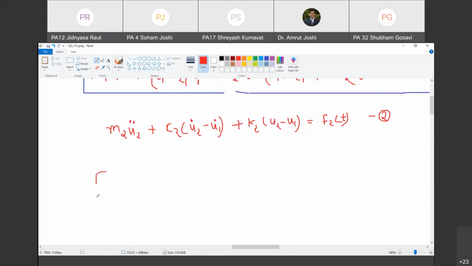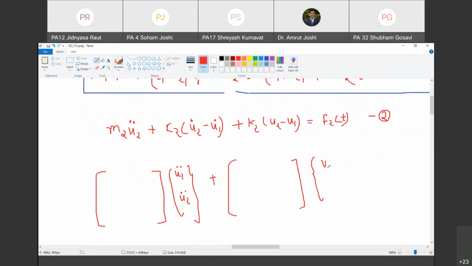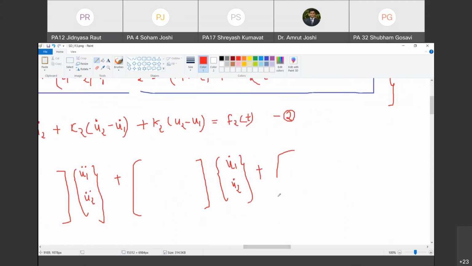Okay. So we are going to now represent these equations in matrix form. Are you with me? Yes. So how will we represent it in matrix form? So I am going to call this as u1 double dot, u2 double dot, then we are going to consider some matrix multiplied by u1 dot, u2 dot, excuse me. Yes, sir. Plus some matrix multiplied by u1, u2, and this is equal to f1 of t and f2 of t. Happy?